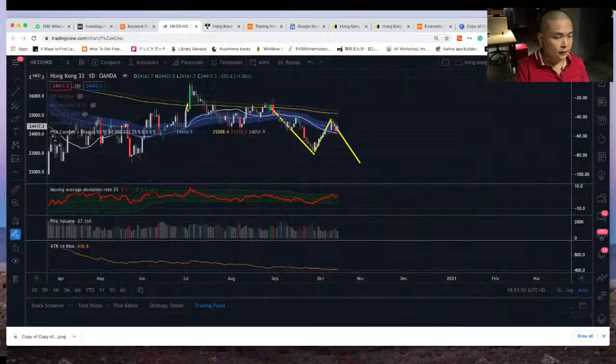So let's take a look at the market. Today we are going to talk about the HK50. It's a CFD of the Hang Seng Index. First of all, let's take a look at the calendar, the weekly calendar.